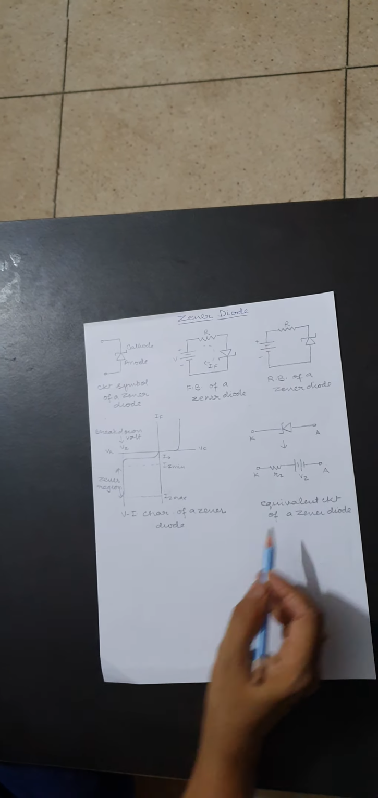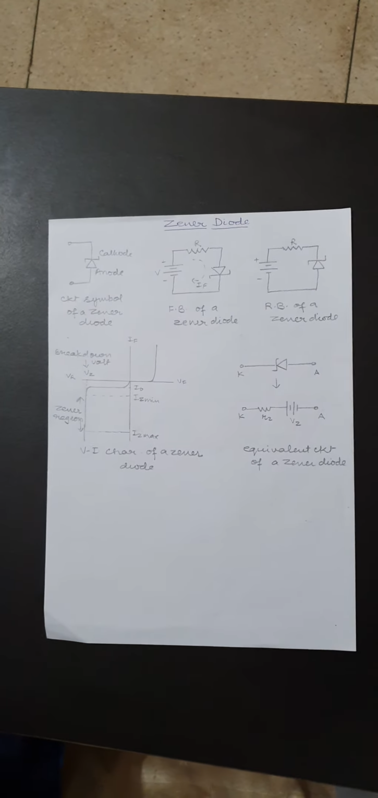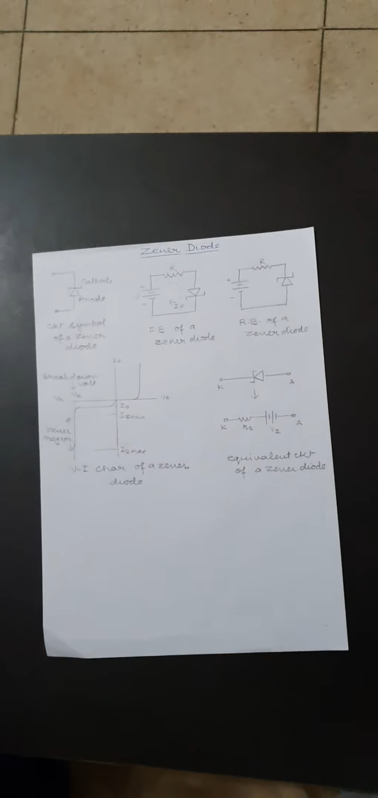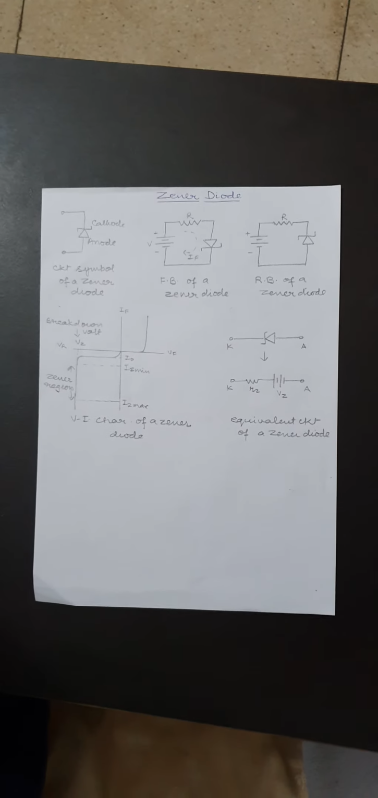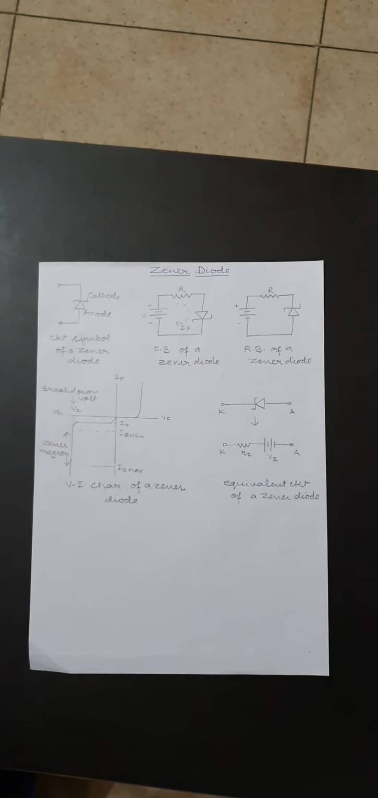Equivalent circuit of Zener diode. The equivalent circuit of Zener diode when it is operated in the Zener region of reverse bias characteristic is shown in figure. The Zener diode is equivalent to a series combination of small resistance Rz and battery of terminal voltage Vz. Rz is the dynamic resistance of Zener diode, and it can be obtained by taking the reciprocal of slope of reverse characteristic of Zener region.